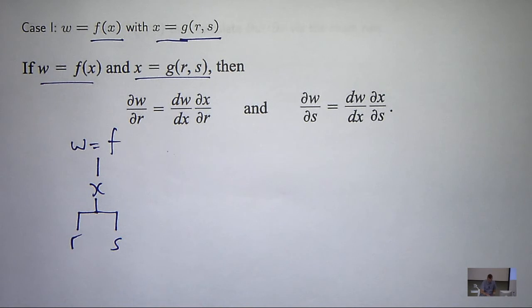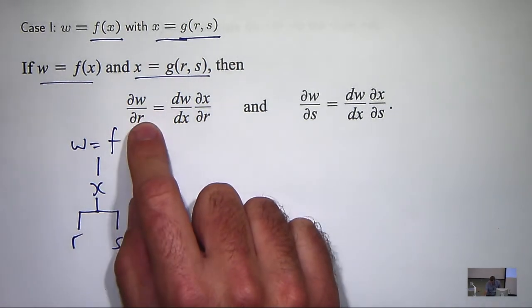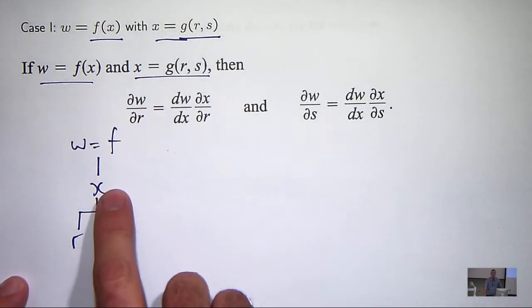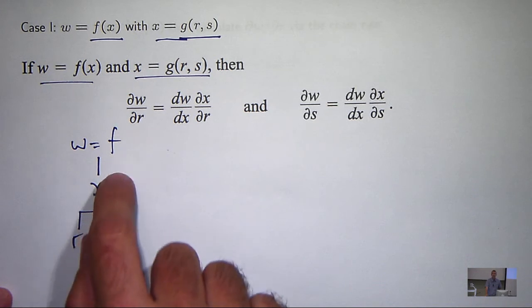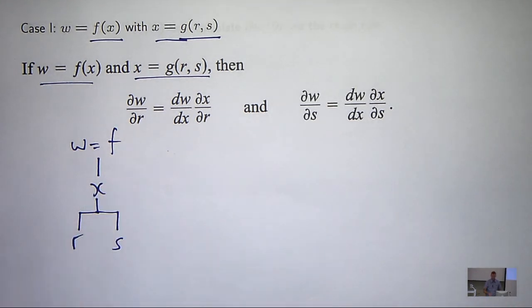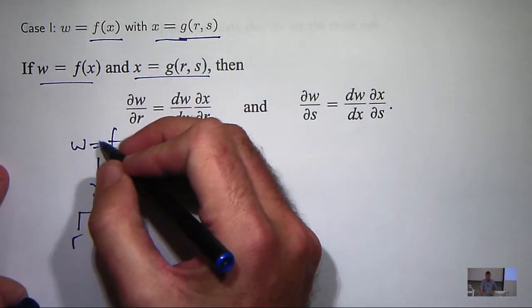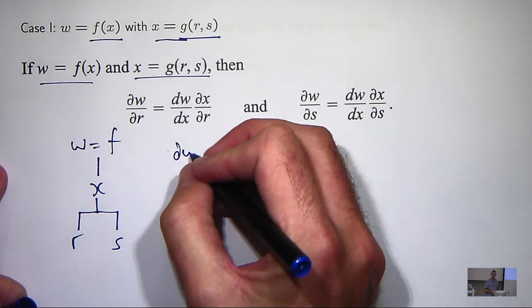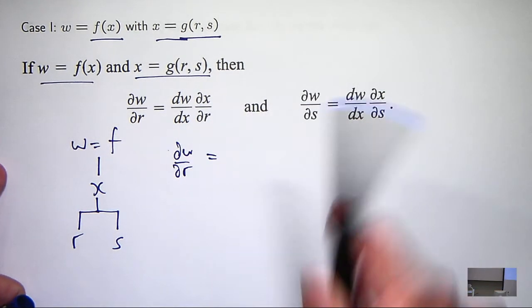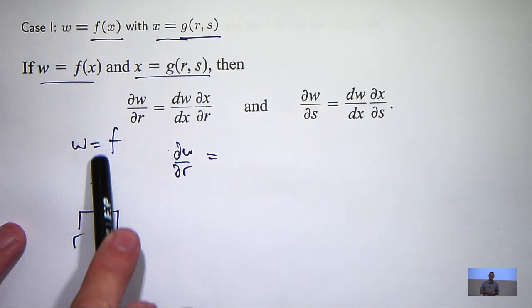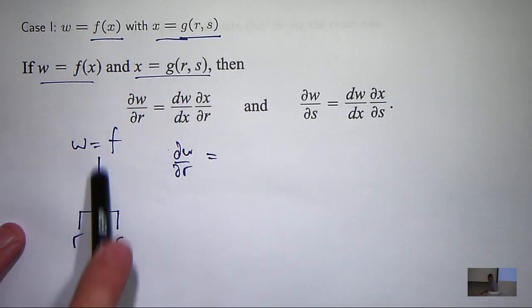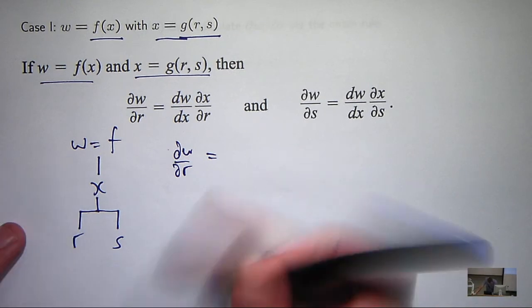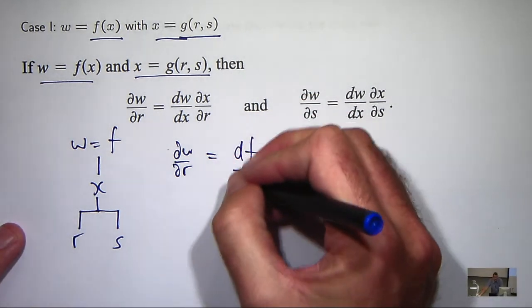Now, back to the diagram, okay? Let's say I wanted to calculate dw dr. I look at all the paths from the top down to r. And when I move from letter to letter, I form a derivative. So I can go dw dr, df dx times dx dr. That's it. df dx times dx dr.